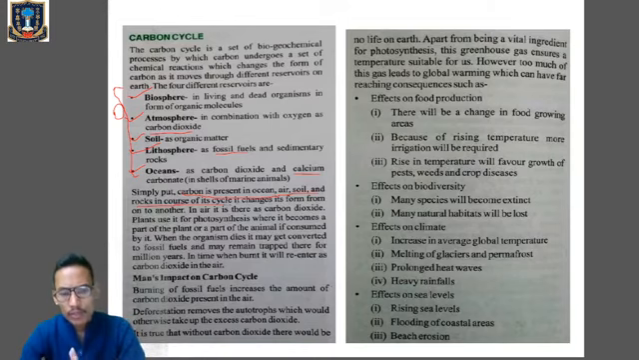In the air it is present in the form of carbon dioxide. It combines with oxygen to form carbon dioxide, and that carbon dioxide is very essential for the plant to perform the process of photosynthesis, right? Now that carbon becomes part of the plant, since the plant utilizes it for photosynthesis.